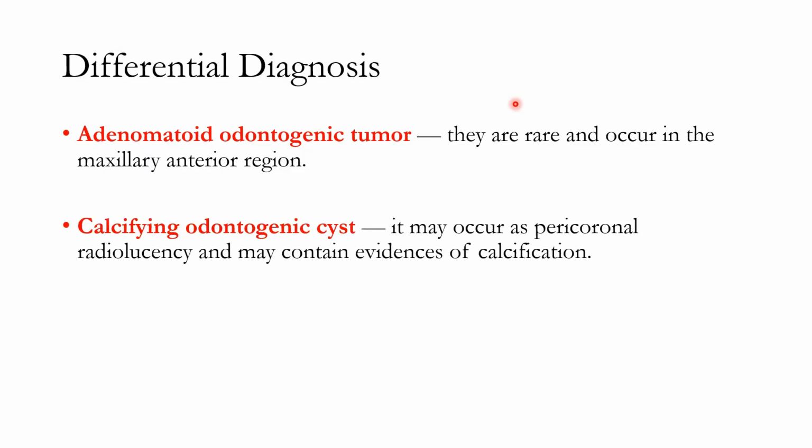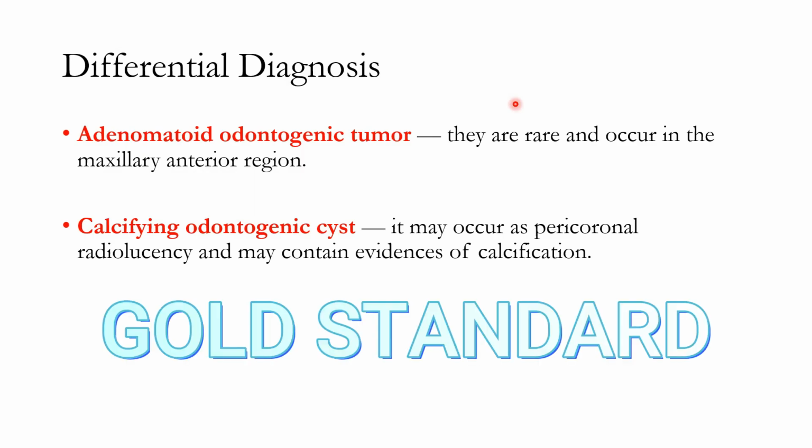The third is calcifying odontogenic cyst, because even this can occur as pericoronal radiolucency, but it will contain evidences of calcification. You will see the radiographic picture of this particular cyst at the end of the lecture, so watch out. So that will be a differential diagnosis radiographically, and again, histopathology is the gold standard of the diagnosis, guys. Always remember, histopathology is the gold standard.